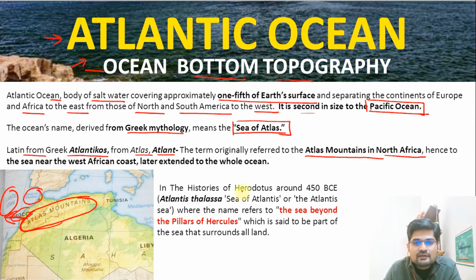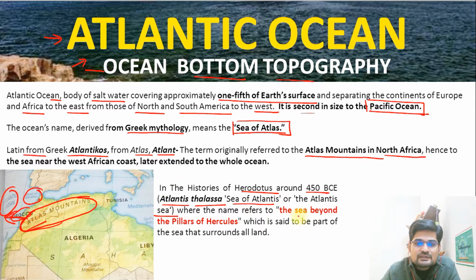So in the histories of Herodotus, around 450 before Common Era, he writes what? Atlantis Thalassa. So remember, Sea of Atlantis, like Panthalassa, Pangaea. So it is Atlantis Thalassa, which is the name, or the Atlantis Sea. That is basically referring to Atlas, who is supposed to be the Greek god, right? Who is holding the entire world on his shoulders, right?